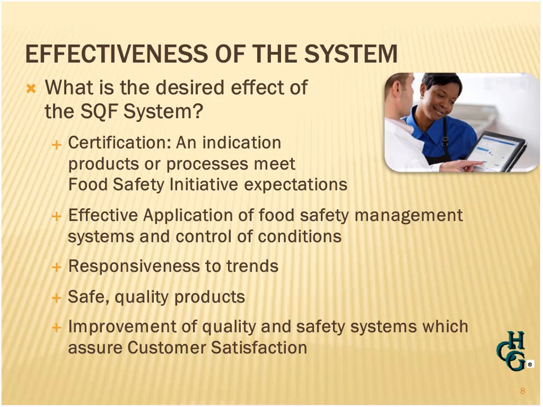So we need to look at what's really the desired result of having an SQF system in the first place. Well, everyone's goal primarily is certification. You need an indication that your product and your process meets Global Food Safety Initiative expectations. That's the primary goal. But then another thing you're looking for is effective application of a food safety management system and control of conditions. And this would be demonstrated through showing that your system is stable. We're going to be looking for ways to demonstrate that your system is stable and under control.